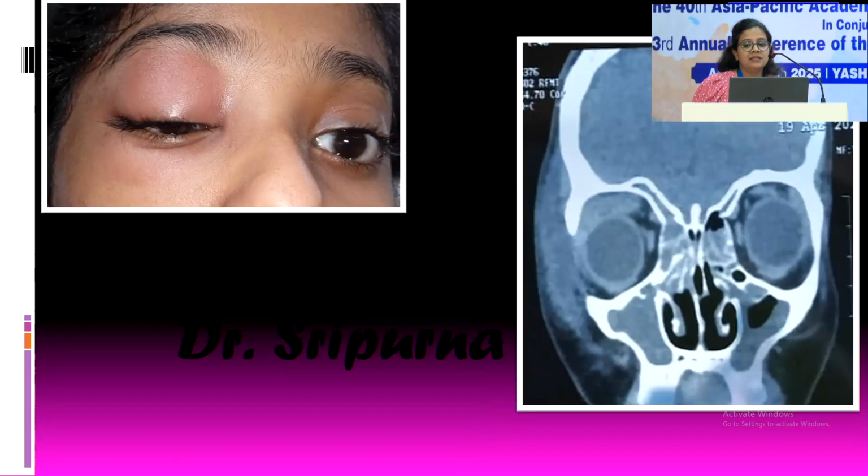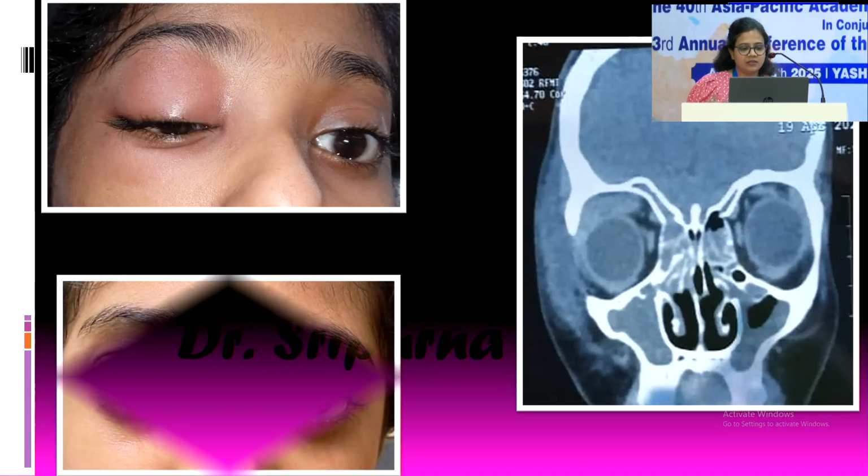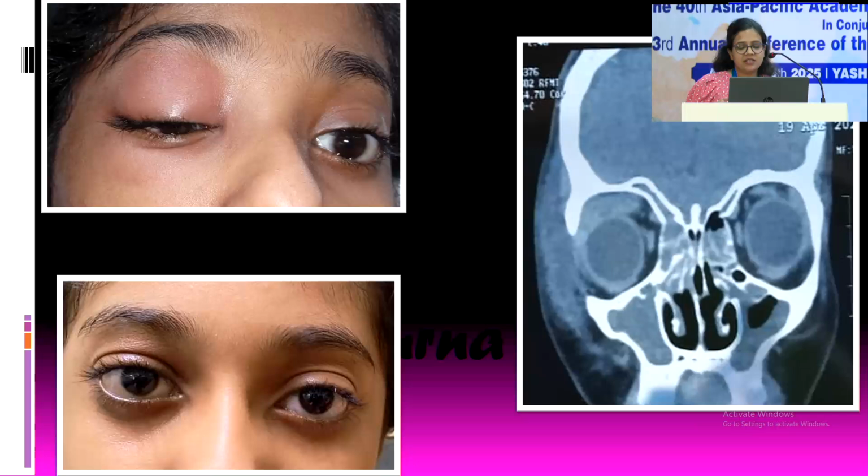This girl had a swelling in the upper eyelid. We started with IV antibiotics and oral steroids, which subsided with time.